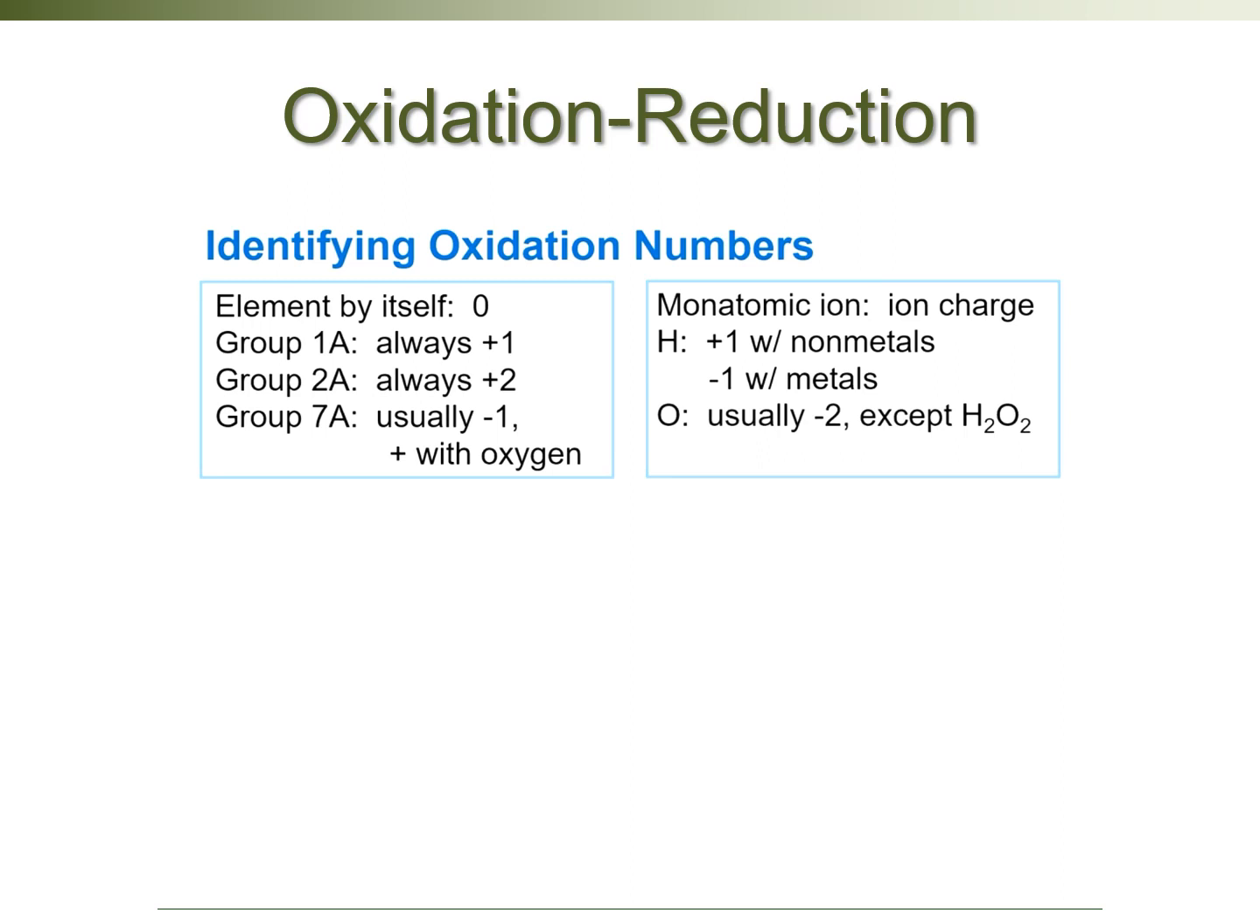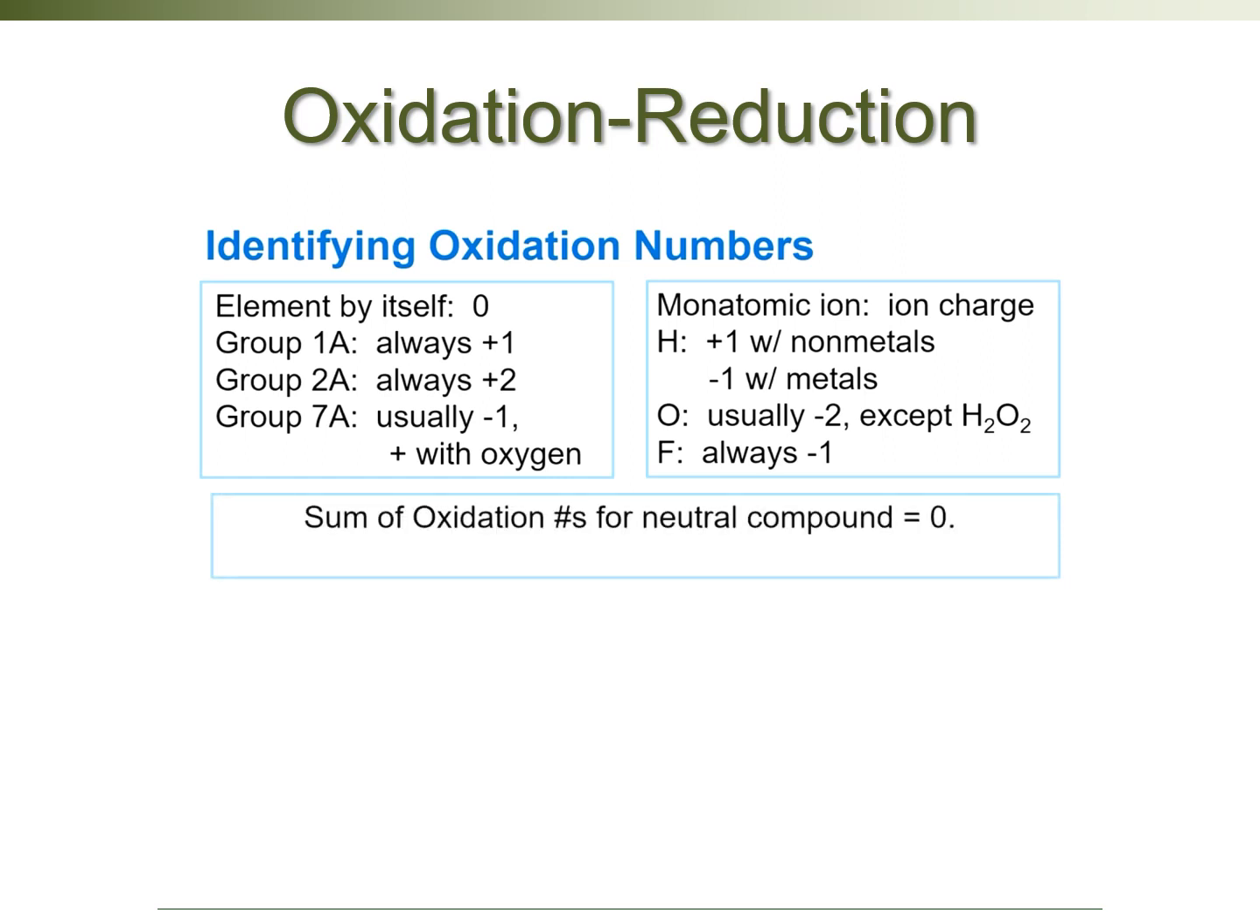If you're oxygen, your oxidation number is usually going to be -2, unless you're in hydrogen peroxide, in which case your oxidation number will end up being a -1. But that would be a special case. And if you are fluorine, your oxidation number is always a -1. Okay. And there's a couple more.